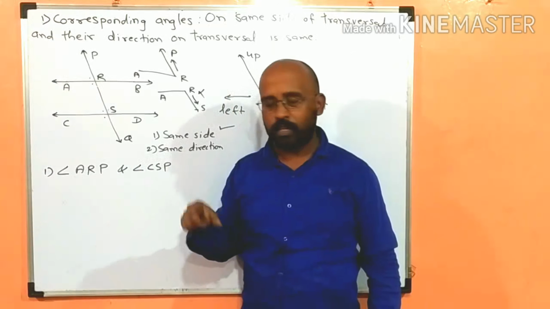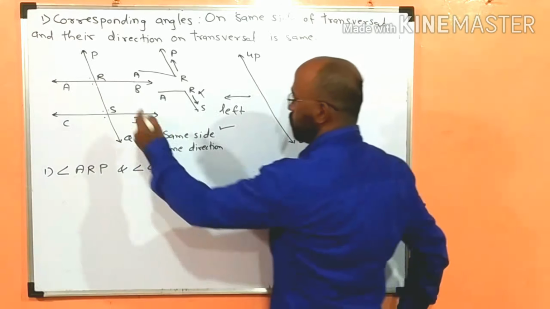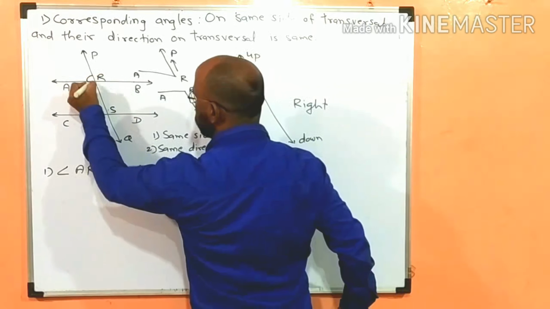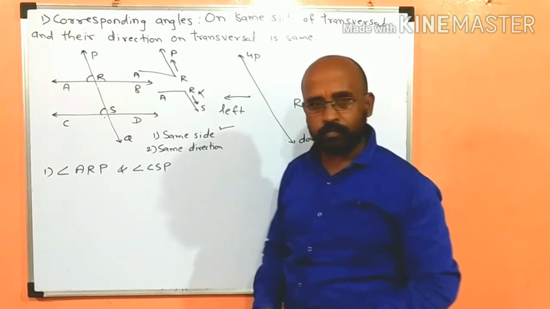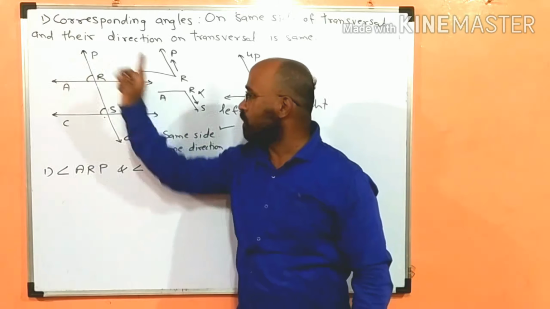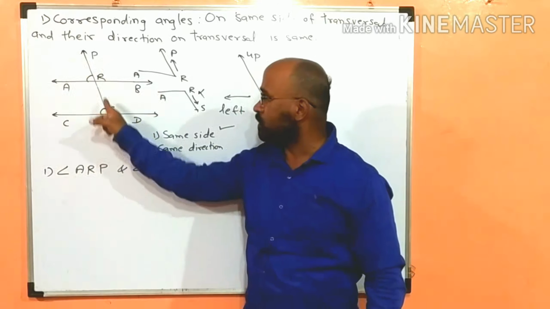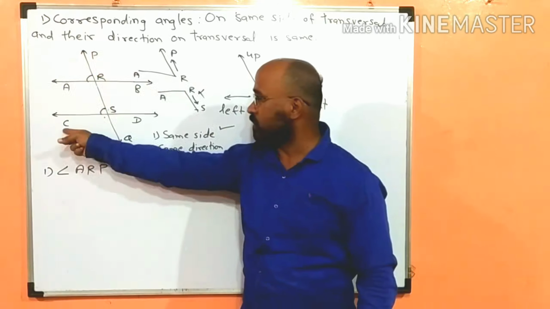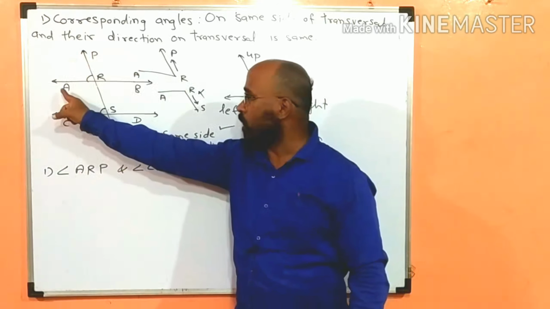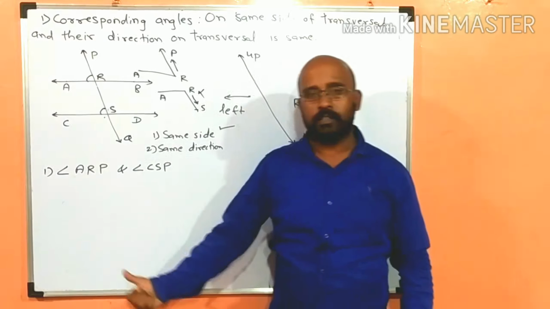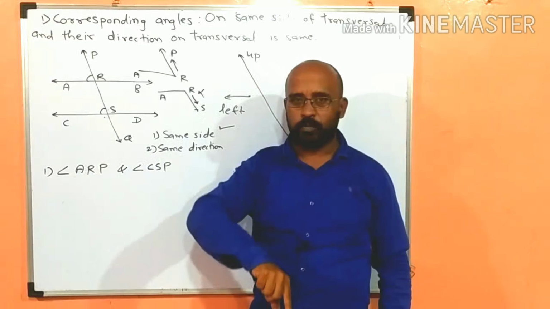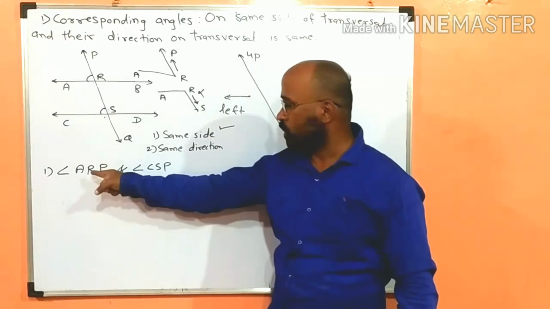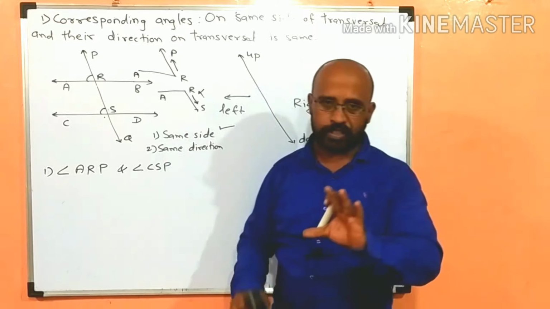Got it, students? Let us see the next example. So this angle and this angle, these two are corresponding angles. We can say ARP is the corresponding angle of CSP, or we can say CSP is the corresponding angle of ARP. It's like Sarang is a friend of Shubham and Shubham is a friend of Sarang. So these two are corresponding angles of each other.